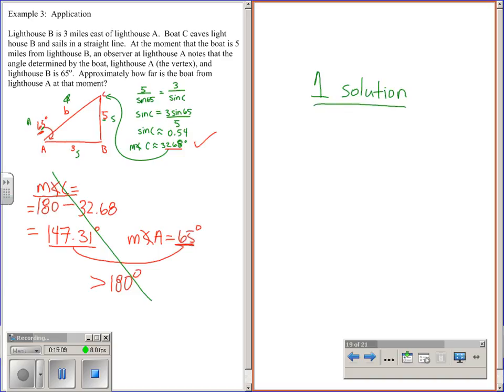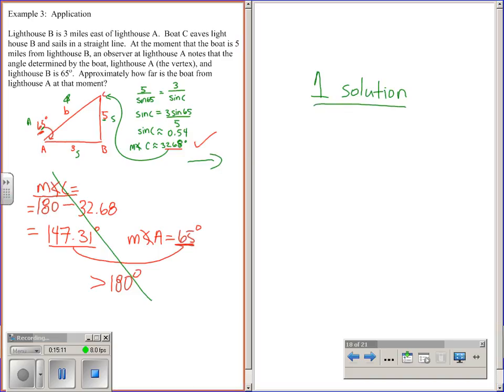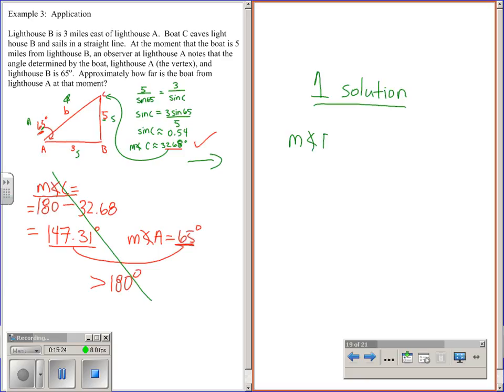So we just continue working with the information from here to find out what B is. Okay, so the measure of angle C we know is 32.68. We know the measure of angle A is 65 degrees. That's going to let us know that the measure of angle B then is going to be 5.47 miles.